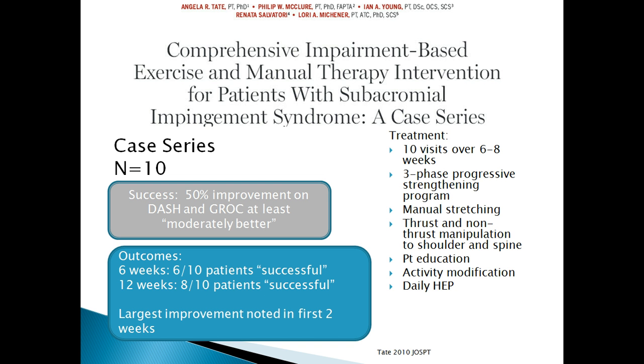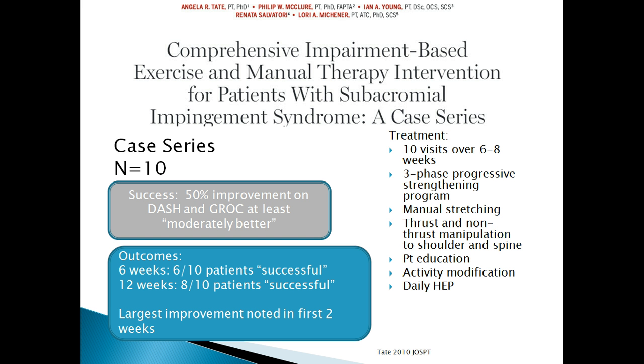In this case series by Tate in 2010, they included 10 patients. They described a standardized treatment program for subacromial impingement syndrome, including the time course and the outcomes over a 12-week period. The treatment was 10 visits over 6 to 8 weeks. They had a 3-phase progressive strengthening program. It included manual stretching, thrust and non-thrust manipulation to the shoulder and spine, patient education, activity modification, and a daily home exercise program.